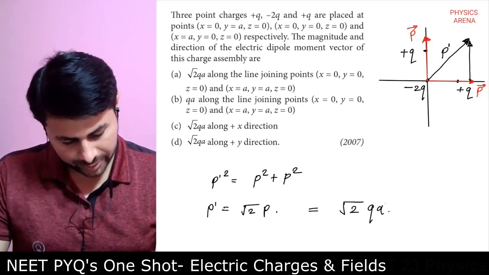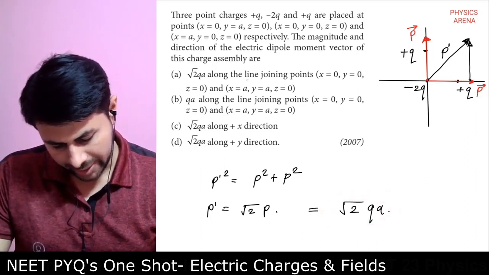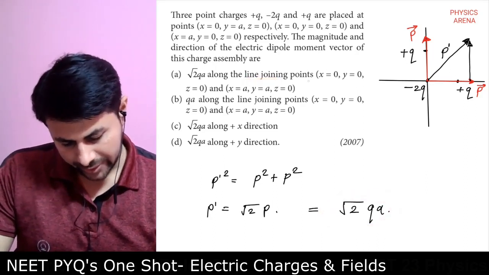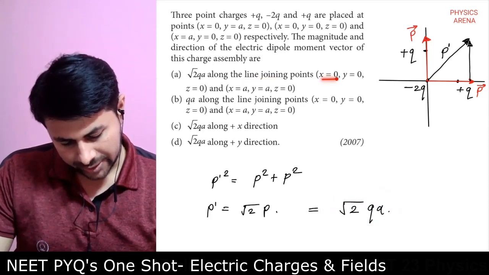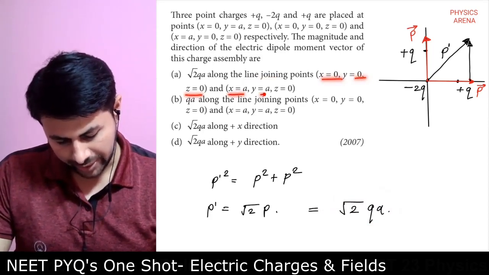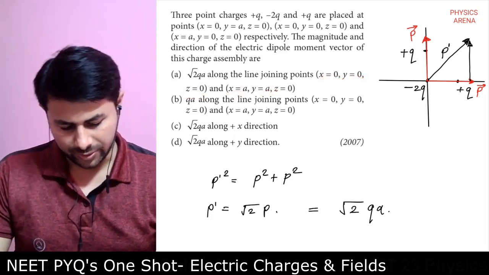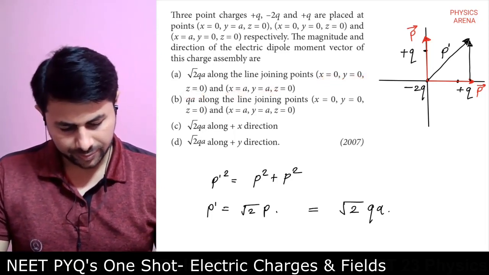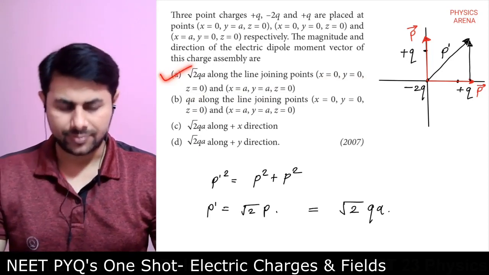All right. So this is the magnitude, and what will be the direction? Let's check. It is directed along x equal to 0, y equal to 0, z equal to 0, and x equal to a, y equal to a, z equal to 0. Okay. So actually this one would be the answer.